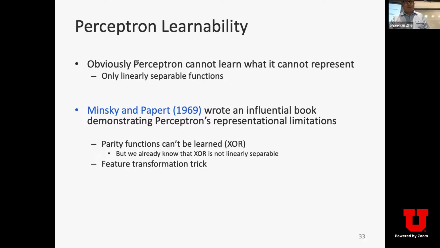So first, the perceptron cannot learn what it cannot represent. So it can only learn linearly separable functions well. When your data set is linearly separable, it will converge in a finite number of steps, meaning that after a finite number of steps, it won't make any mistakes in going through the whole data set. So it can stop. But when your data set is not linearly separable, it will just enter an infinite loop.